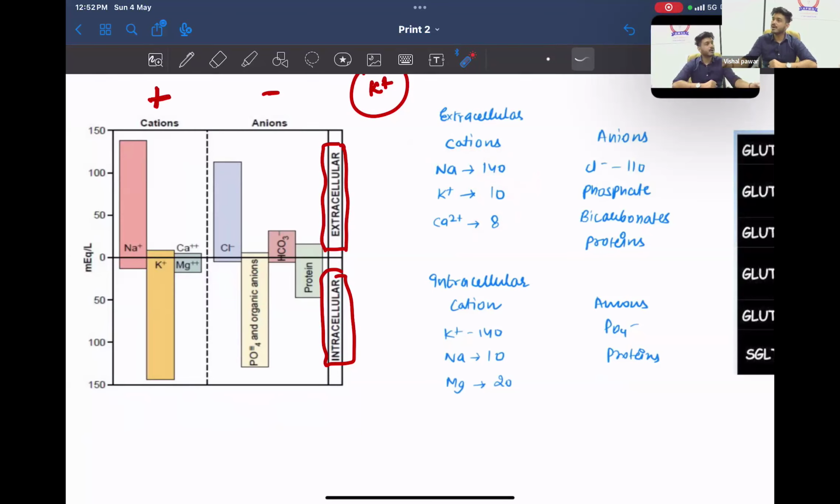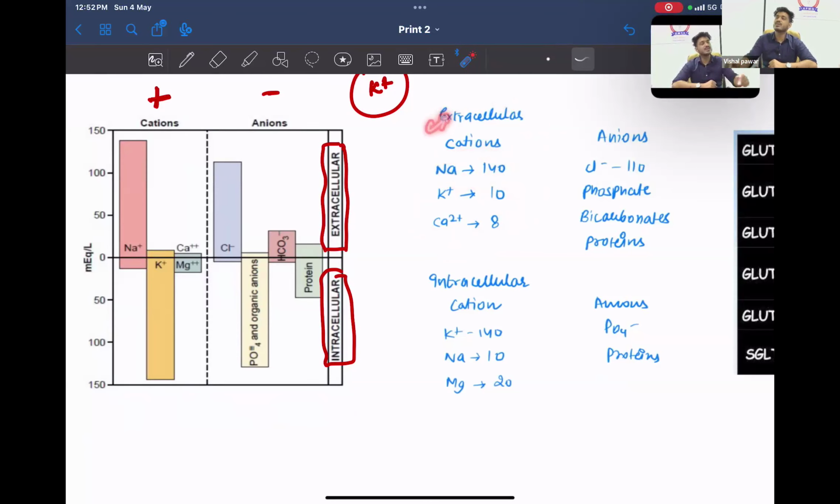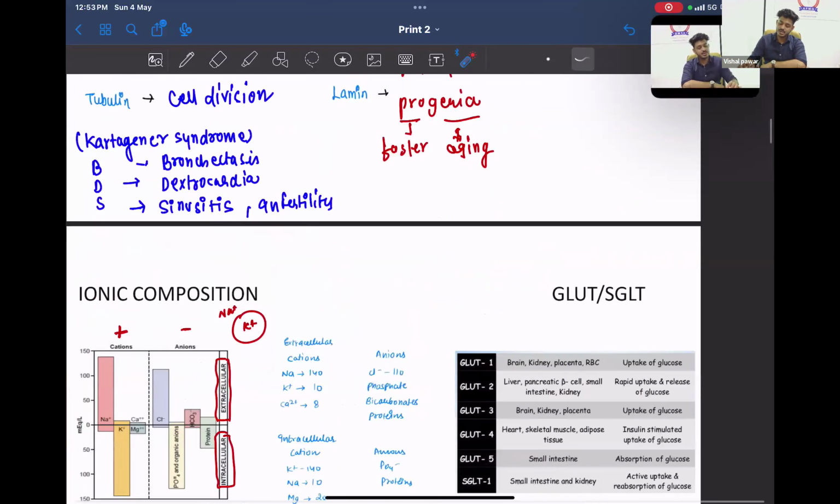What is the compartment we are talking about? Sodium is more, so are they talking about inside the cell or outside the cell? Outside the cell. For the second question, I'm just giving you an idea of how they ask. The levels of potassium are 140, the levels of sodium are low, the levels of magnesium are okay. So what is this particular compartment? This is going to be the intracellular compartment, right? You understand the cellular compartments, right?